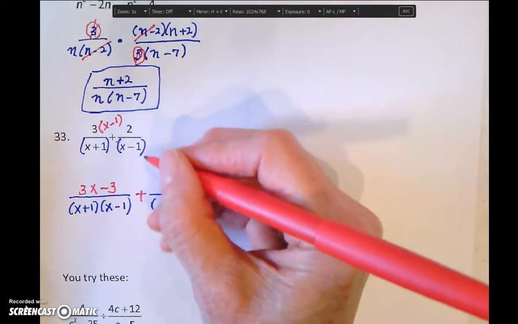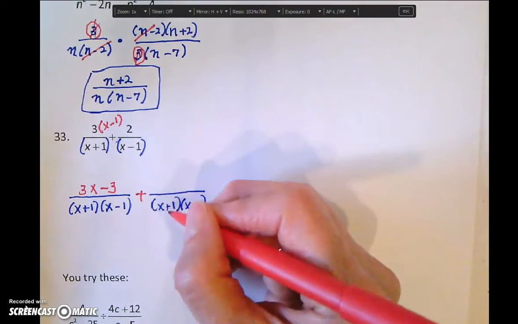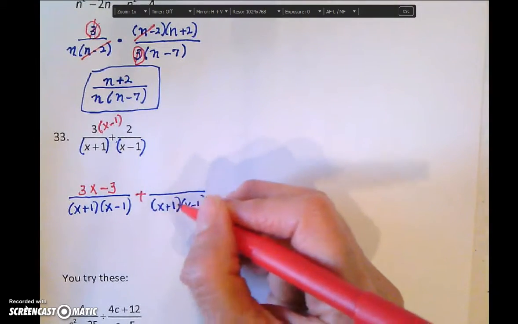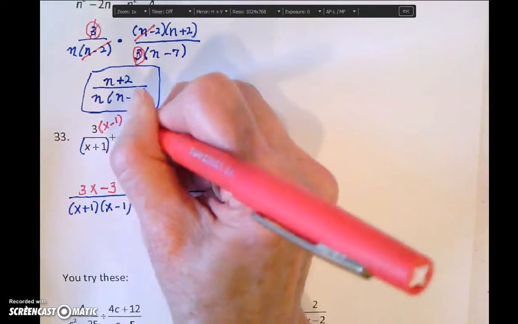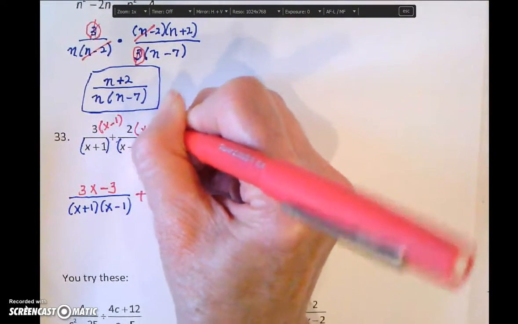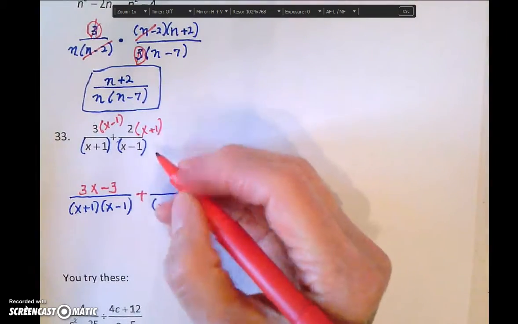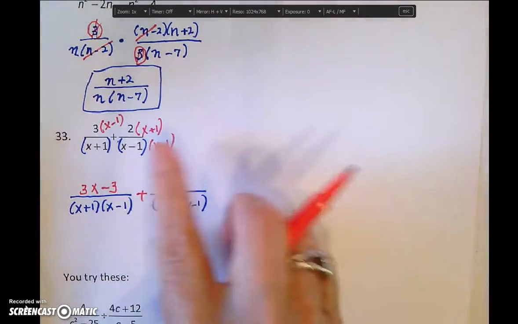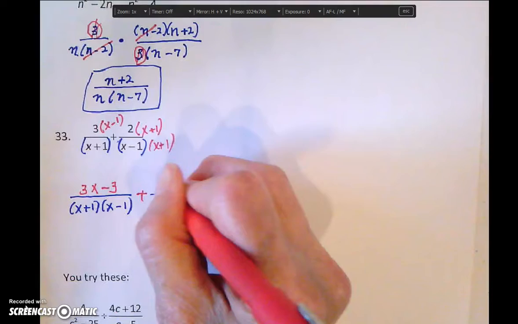And then for the second fraction, I had x minus 1, and what I multiplied by then, my new part, is x plus 1, and I want to do the same thing to the numerator, so multiply by the same thing. So I'm actually doing this right there. So distribute, and I get 2x plus 2.